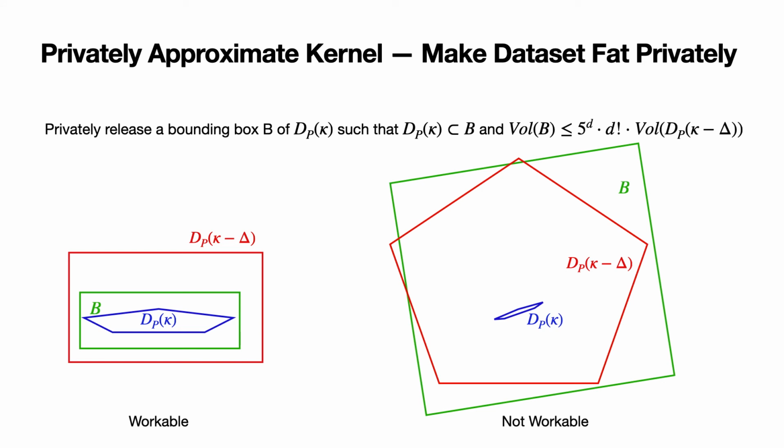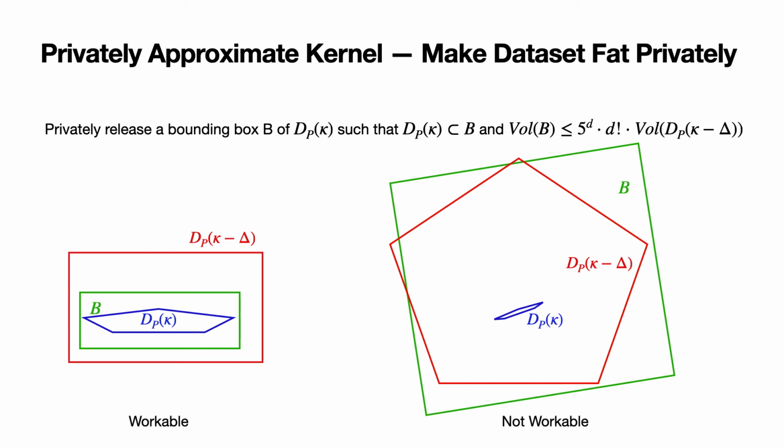Note that the private algorithm we got is still only for fat Tukey regions. So, to make the Tukey region fat privately, what we give is some box that contains the kappa Tukey region, and its volume is bounded by 5 to the power of d times d factorial times the volume of a shallower Tukey region. Then, we map that box into the unit hypercube.